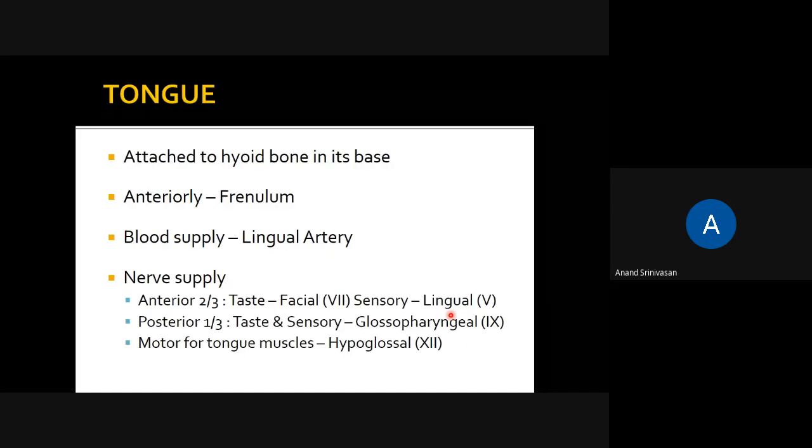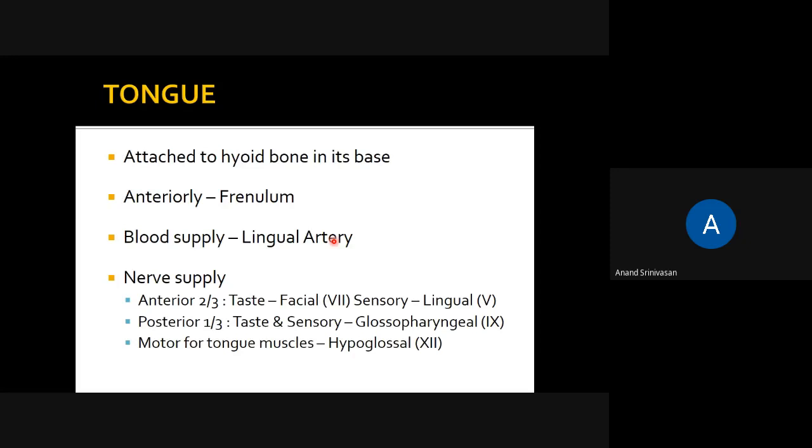Another important structure present in the oral cavity is the tongue. The tongue is attached to the hyoid bone, and it is also attached to the base of the oral cavity by means of a frenulum. If you lift the tongue up, you will see a structure holding it to the floor of the mouth. This is called the frenulum. The blood supply of the tongue is the lingual artery.